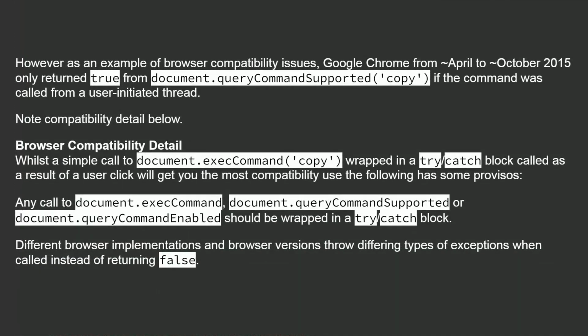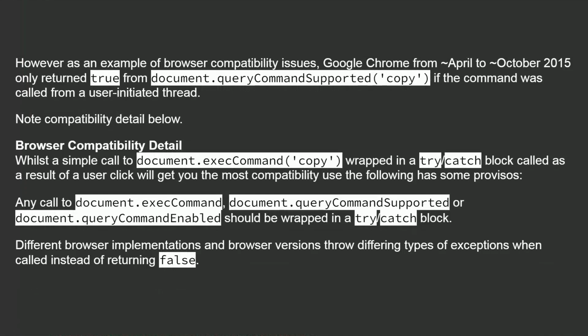However, as an example of browser compatibility issues, Google Chrome from April to October 2015 only returned true from document query command supported copy if the command was called from a user-initiated thread. Note compatibility detail below.